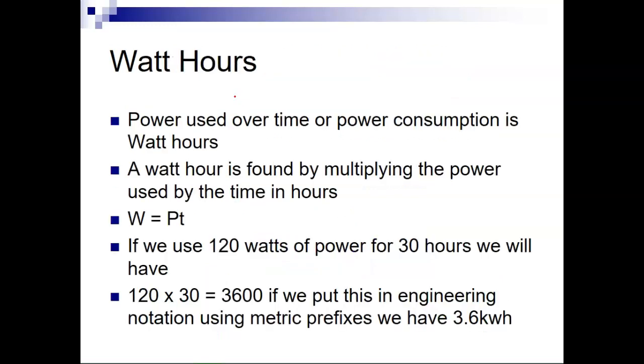So power used over time, or power consumption, is watt-hours. It is found by multiplying the power used by the time in hours. And like I said, this is how the power company gives you your bill. Now, one way people have tried to save money is, they say the best way to save is to turn off everything and unplug it. That means you no longer have power being consumed.